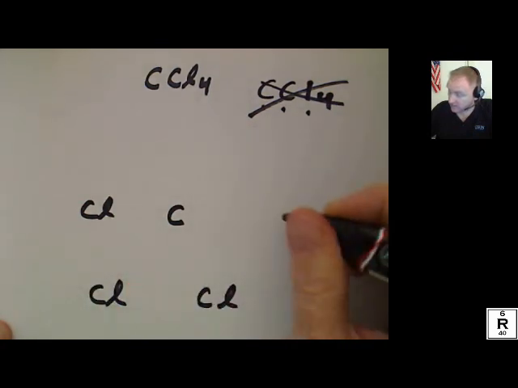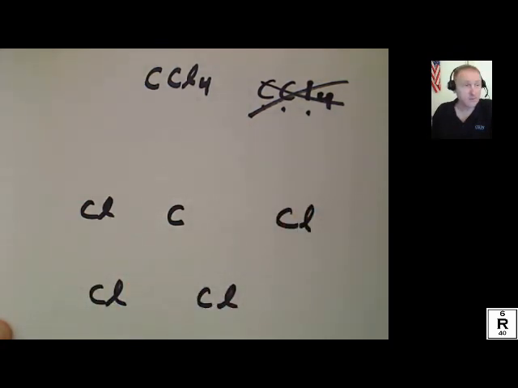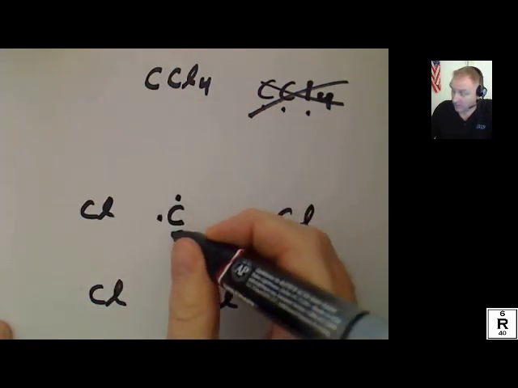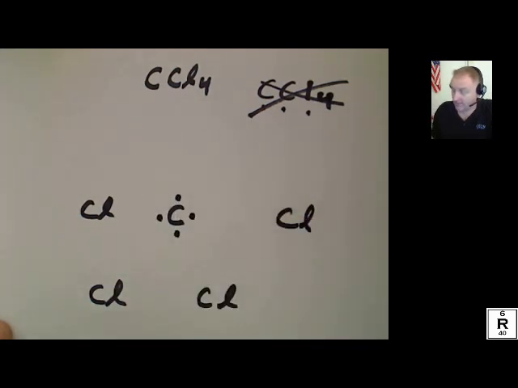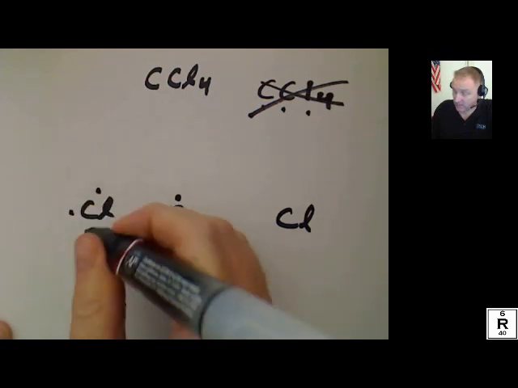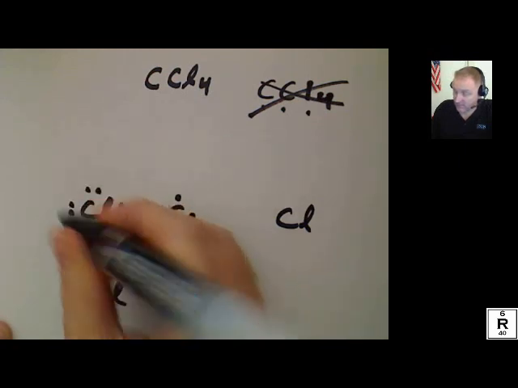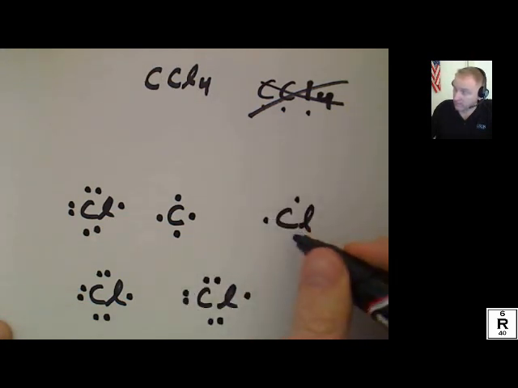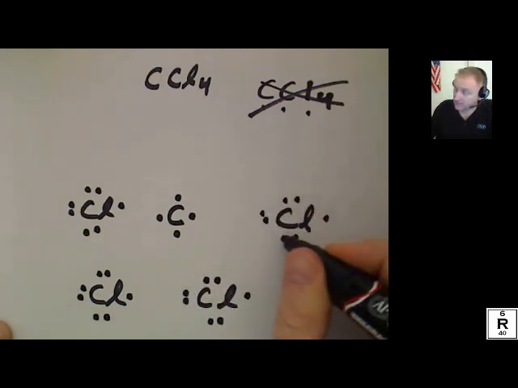And I'm just going to use my paper. Don't be afraid to use the paper, space stuff out. Carbon's got 4. 1, 2, 3, 4. Chlorines have 7. 1, 2, 3, 4, 5, 6, 7. And the same for each of the other three chlorines.